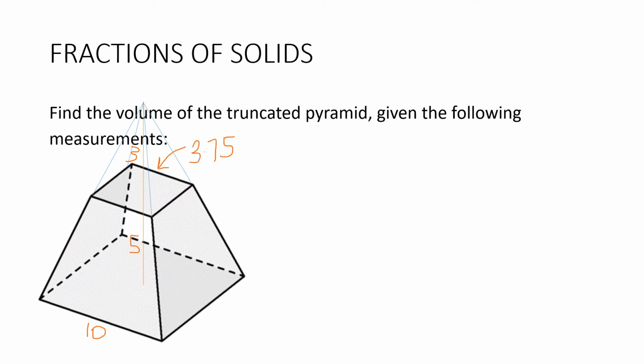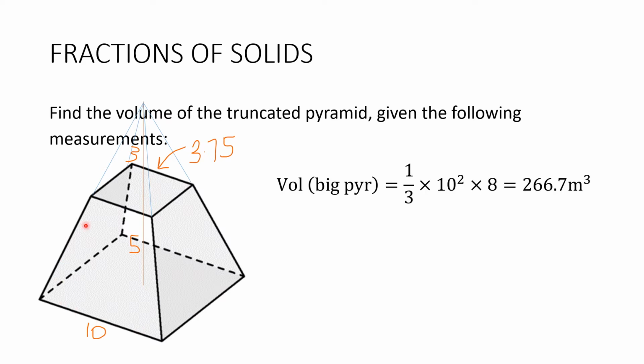Okay, so we're ready to work out the volume. I'm going to start by working out the volume of the big pyramid, so that's all the way to the top. So remember, volume of a pyramid is 1/3 times the area of the base times the height. The area of the base is 10 by 10 because it's a square. So it's 1/3 times 10 squared times the height is 8. And that gives us 266.7 meters cubed.